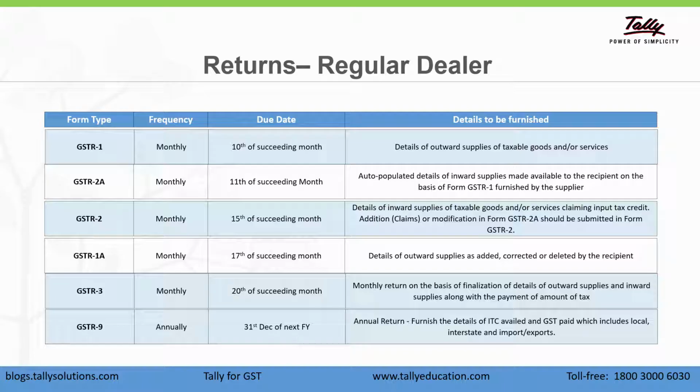Form GSTR9 is the annual return. The due date is 31st December of the next financial year. In it, the details of ITC availed and GST paid, including local, interstate and import-export transactions, are to be furnished. Now that we have understood the returns to be filed by a regular dealer, let us see an illustration to understand this.